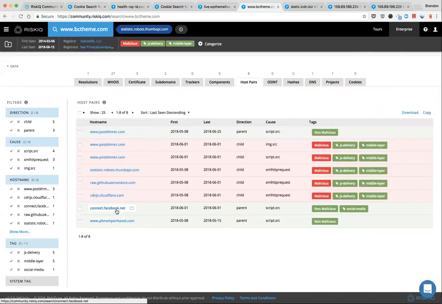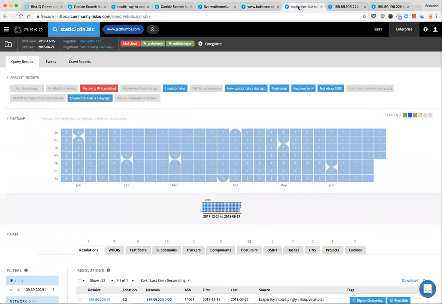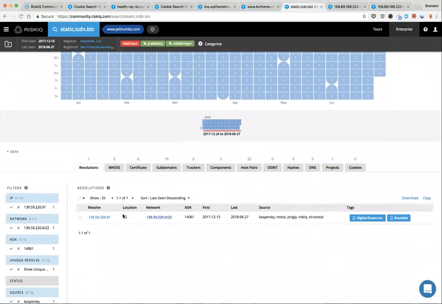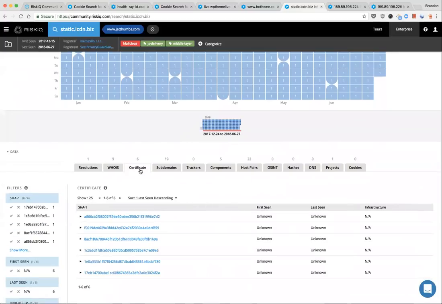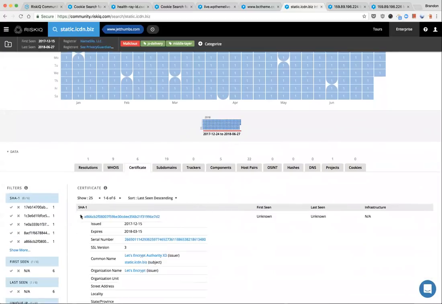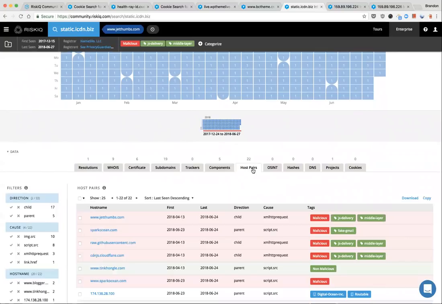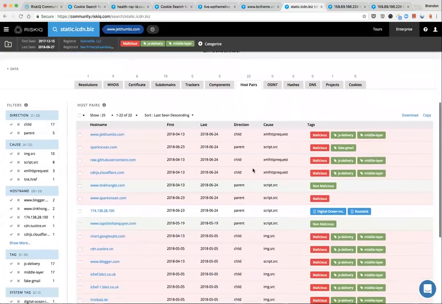We're seeing the Facebook Connect interface here. Maybe the malicious actors put their link out on social media as a means to kind of get more people. Let's go over to static.icdn.biz. Okay, we've got another DigitalOcean that we could go after. Again, more certificates. It's a common theme with these guys using the Let's Encrypt certificates with the different infrastructure. Got a lot more host pairs here, which is really interesting.